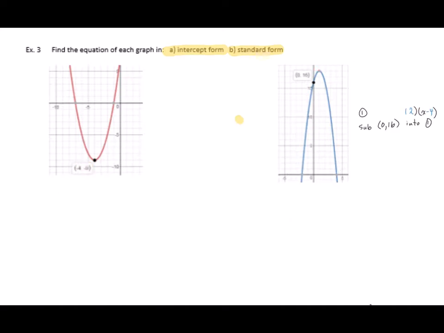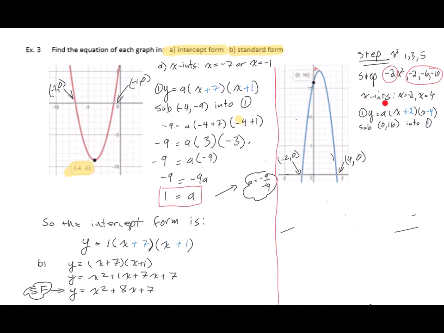So you'll notice that now we have our x-intercepts to be -2 and +4. Now when we construct our intercept form of this quadratic, we're going to have (x + 2) and (x - 4), the exact opposite of what you see for each number here.